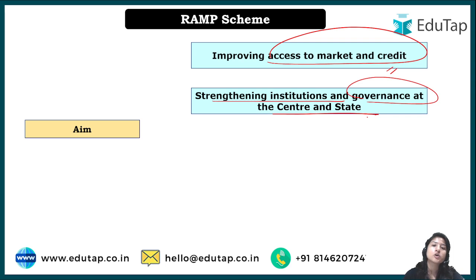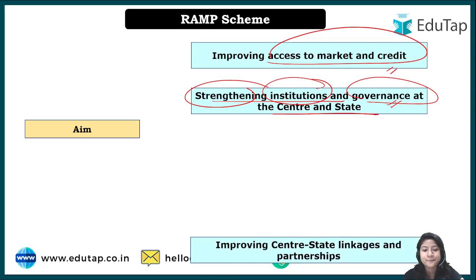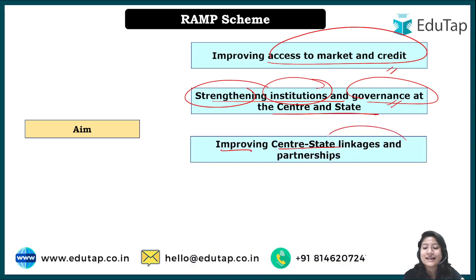The second is strengthening institutions and governance at the central and state level. It would not only focus on providing credit and market facilities, skill development and other things, but it will also strengthen the institutions at the center and state level. We are talking about governance here. Next is improving central-state linkage and partnership. That again focuses on creating more market access as well as opportunities for the MSME, which is why it also talks about the linkage between center and state. The first one is about governance, that at the state level the factors that take care of MSME should be good. But the next line also talks about the linkage of state and the center.